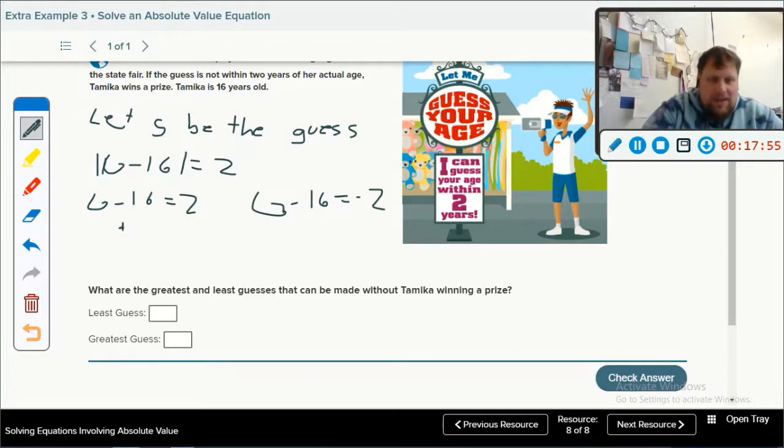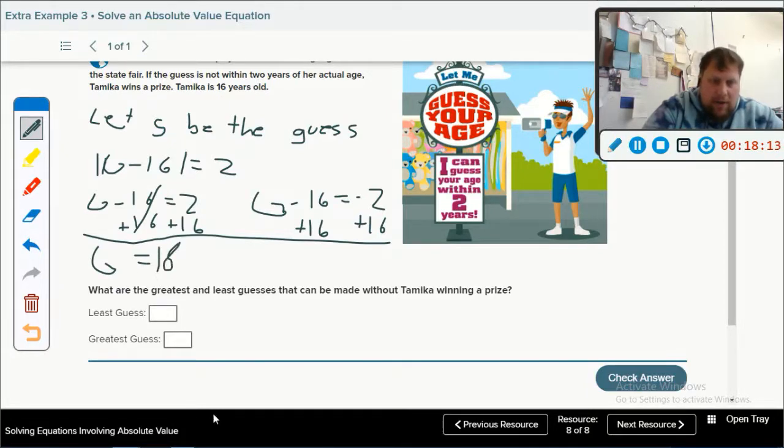So then add 16 to both sides. We're going to do that twice, right? Add 16 to both sides. And I get G equals 18. So what is my upper bound? My greatest guess is 18. So whoever this person guessing is can guess 18. And their lower bound, we get that G equals negative 2 plus 16. Remember, that's a war. 16 wins by 14. So as long as they guess anywhere from 14 to 18, they win.